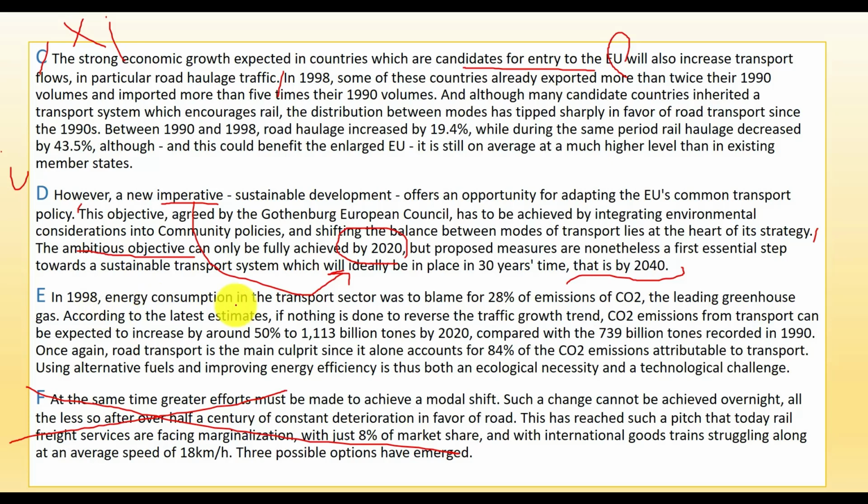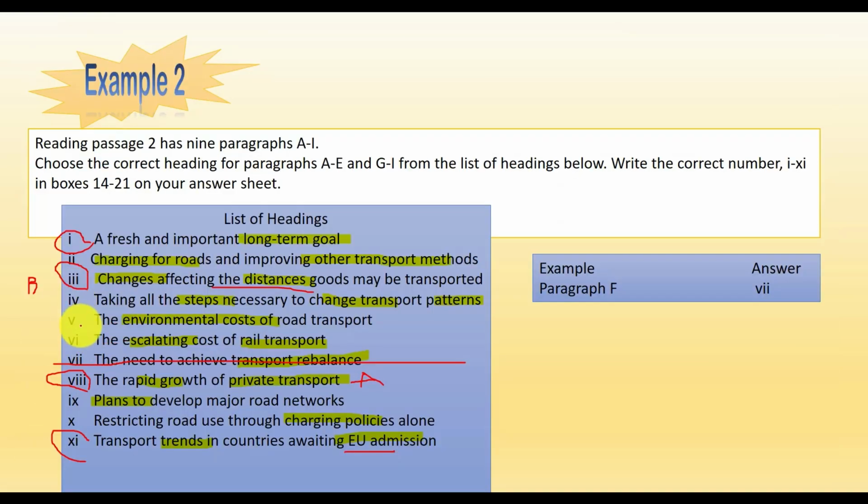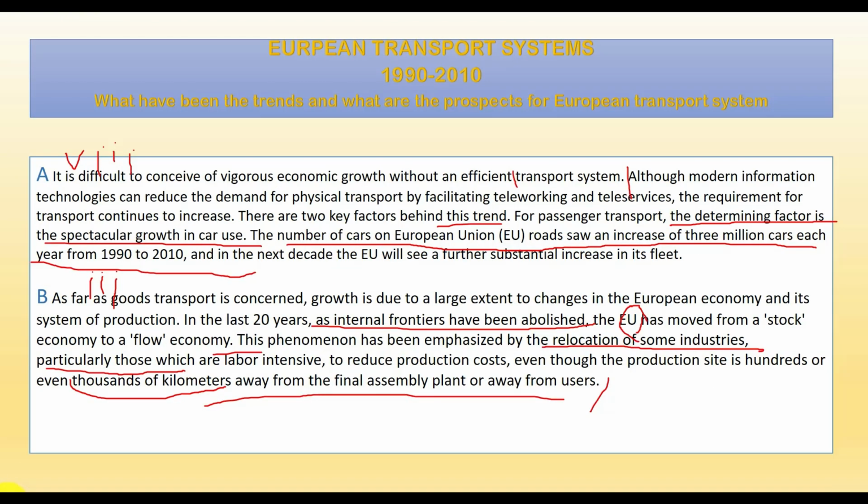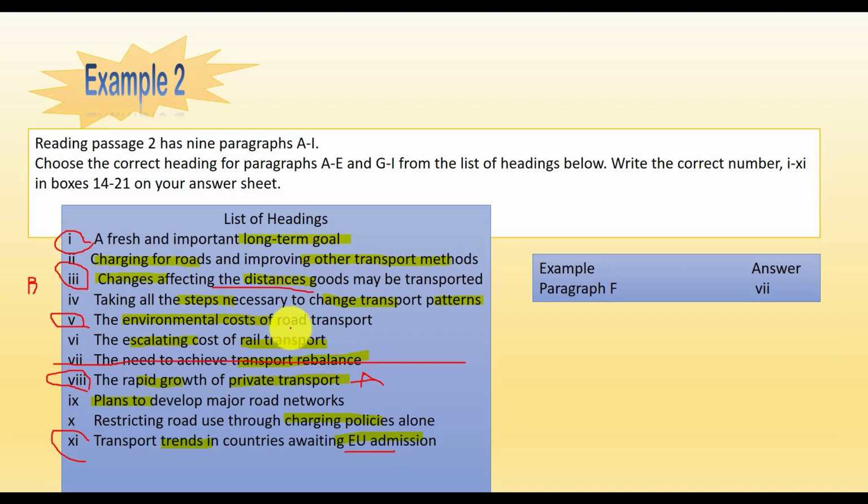In 1998, energy consumption in the transport sector was blamed for 25% of emissions of carbon dioxide. Carbon dioxide has something to do with the environment. I'm going to just check this paragraph by eye and answer it because I only have one paragraph related to the environment, okay? Now that's it. The environmental costs of transport. I answered this question as well, but let me check: the environmental costs of road transport. Okay, that's good.